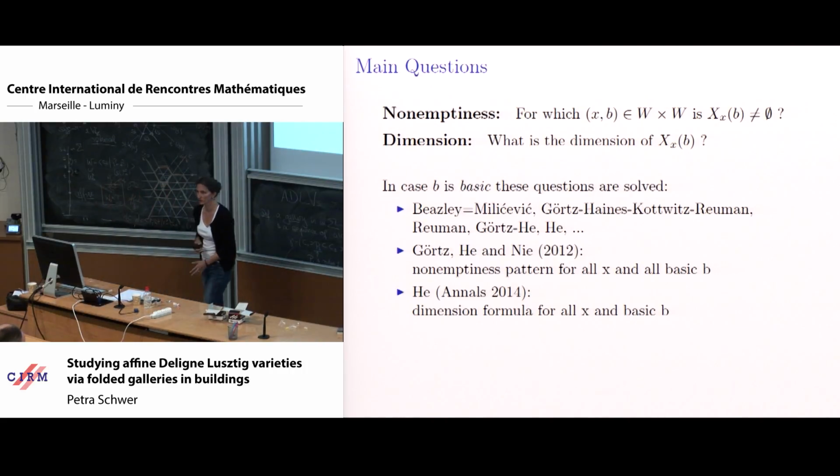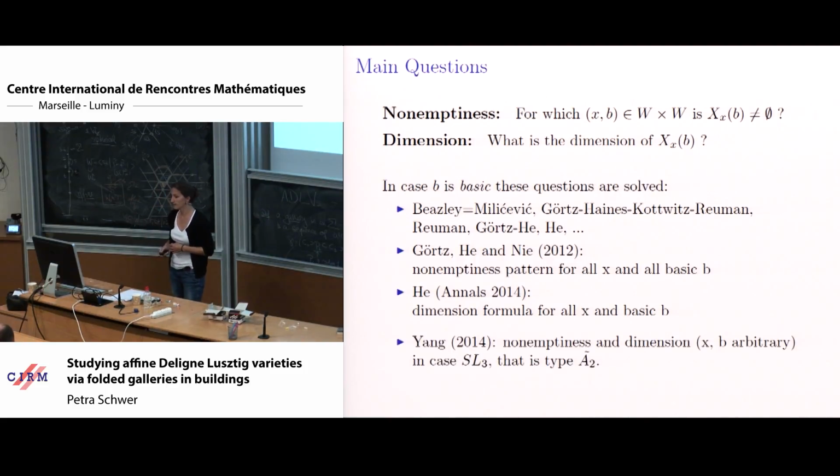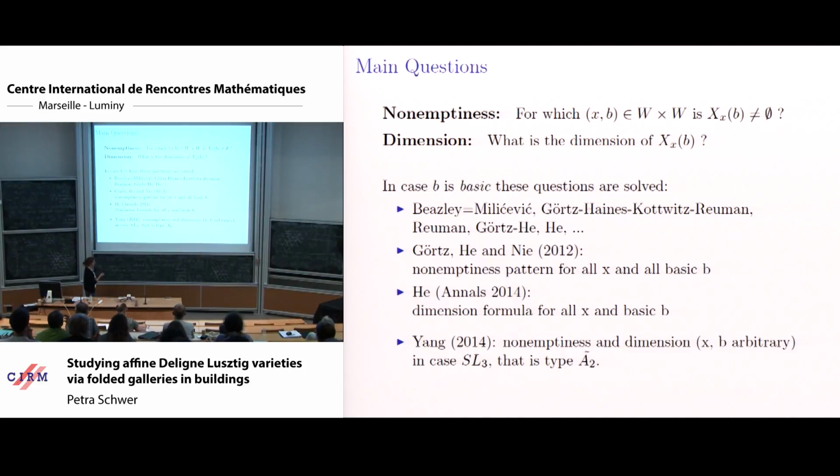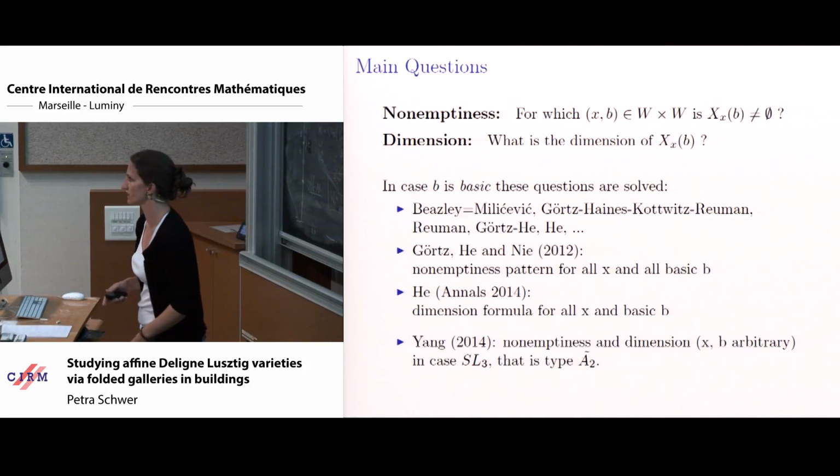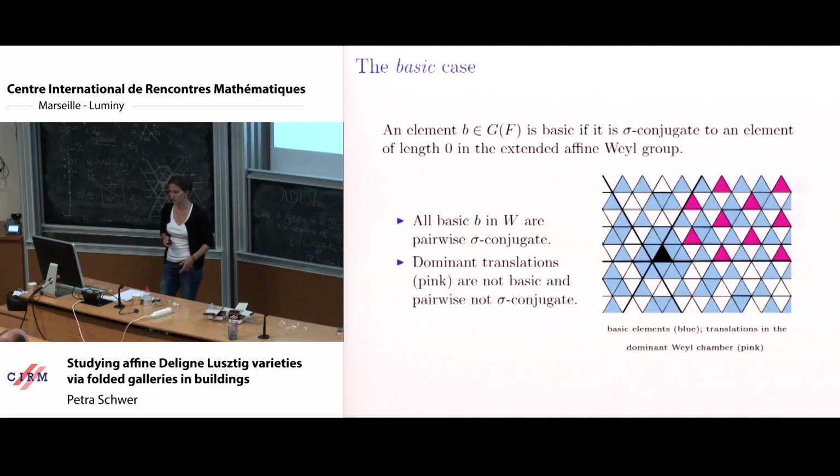Okay, so previous results, almost all of them, studied what's called the basic case, and I'll tell you in the next slide what basic means. There's all kinds of people having done work on this. Just to say a few names, it's Görtz, Haines, Kottwitz, and Reuman, also the ones from whom I've taken the pictures with all these gray colored alcoves on one of the previous slides. And he eventually proved non-emptiness patterns and dimensions for all the b's basic. And Yang in 2014 also proved non-emptiness and dimension for x and b arbitrary, where basic is a restriction on b, and here this restriction was dropped, but only in the case of type A2 tilde. Okay, so apart from that, almost nothing is known. So what's basic?